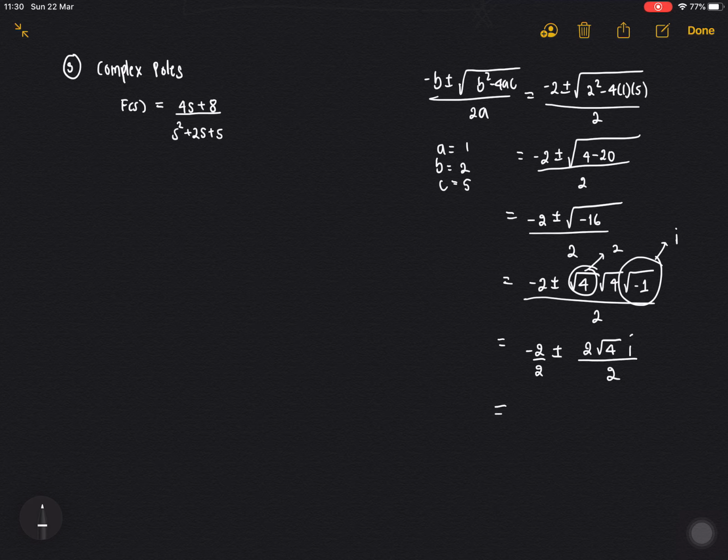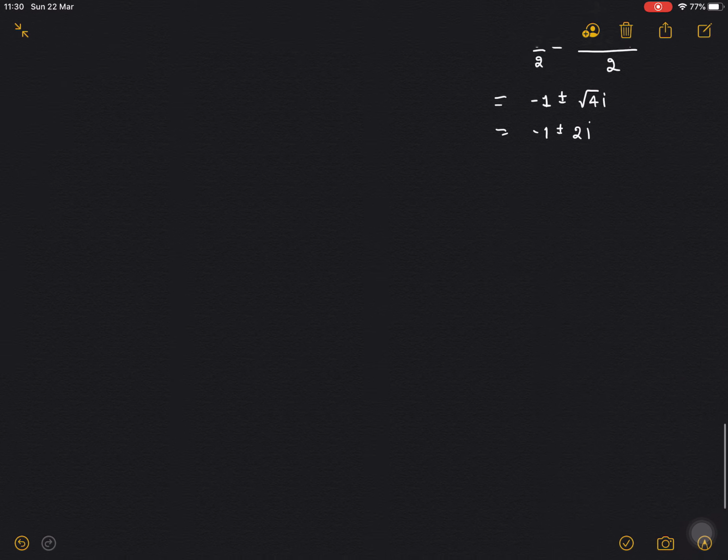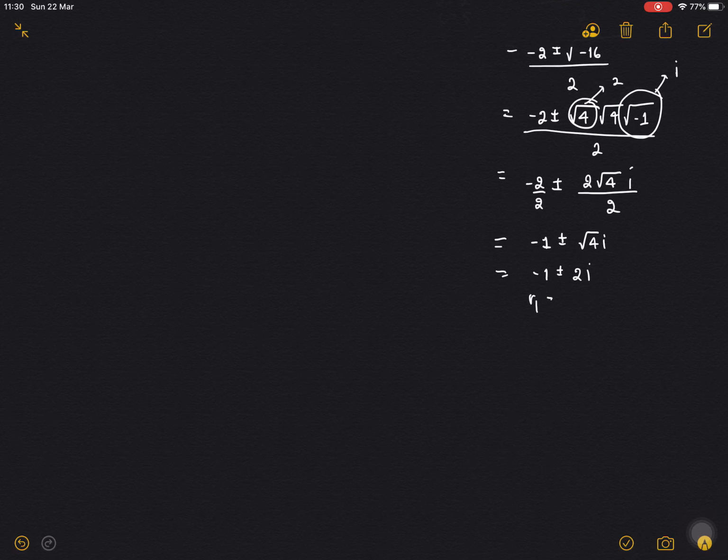So here you have minus 2 divided by 2 plus or minus the square root of 4, which becomes 2, so you have 2i, divided by 2. So the first term is minus 1 plus or minus the square root of 4i, and here again the square root becomes 2i. Therefore you will have two different roots. R1 is equivalent to minus 1 minus 2i, and R2 is equivalent to minus 1 plus 2i.